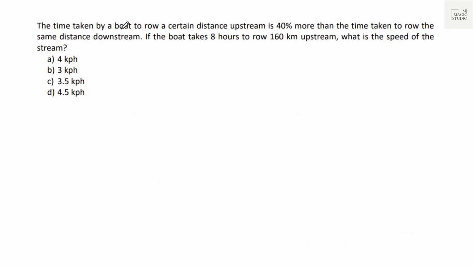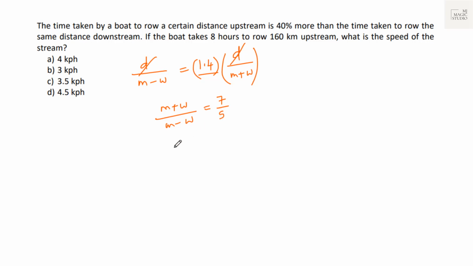Let's see this. The time taken by a boat to row a certain distance upstream, let me write it the way we do. Upstream speed is m minus w, is 40% more than the time taken to row the same distance downstream, that is d upon m plus w. Great. So m plus w upon m minus w is actually 14 by 10, that is 7 by 5.